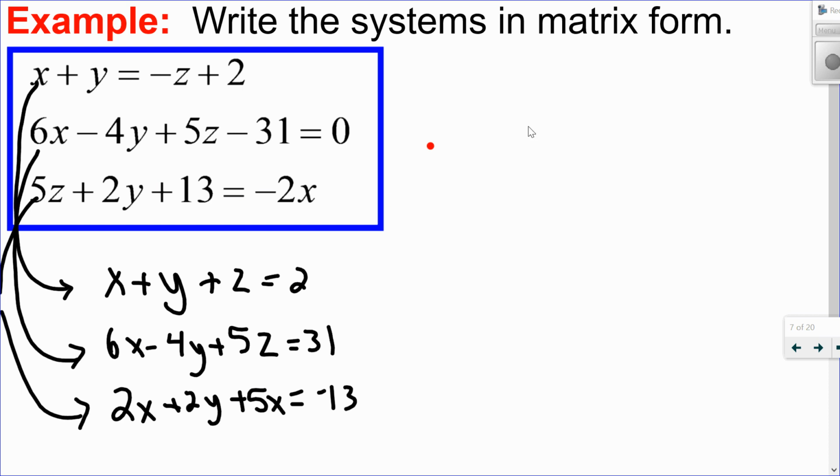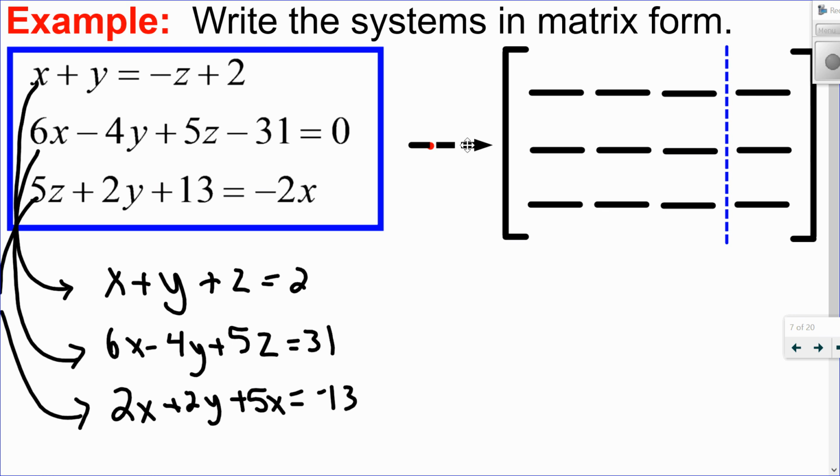Okay, so again, the important part here is that you have everything in alphabetical order and you record a 0 for anything that you're missing. Answer on the right-hand side of the equal sign. So I have 1, 1, 1, and 2.